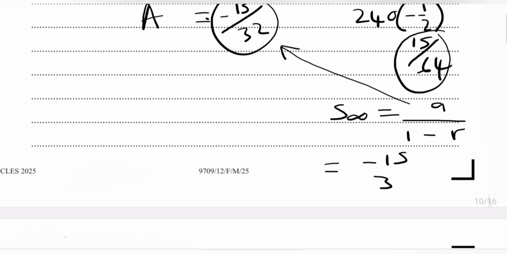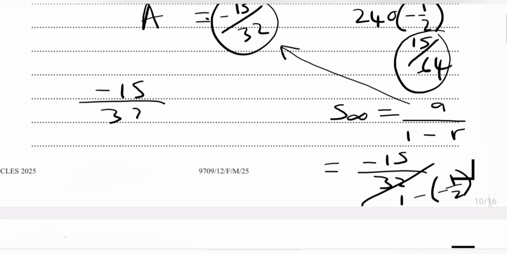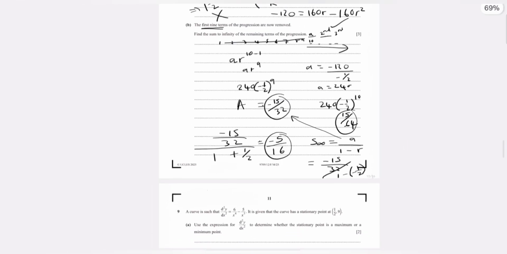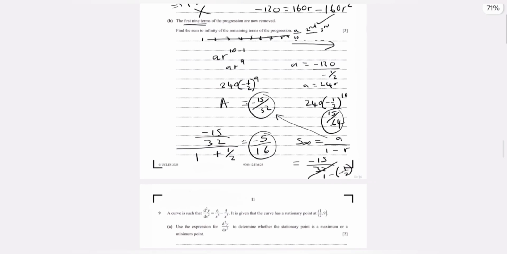Over 1 minus our r, which is minus half, like that. So that's minus 15 over 32 over 1 plus half, right? Minus 15 over 32 over 3 over 2. And that gives us minus 5 over 16 as the sum to infinity of the remaining terms of the progression. Alright.